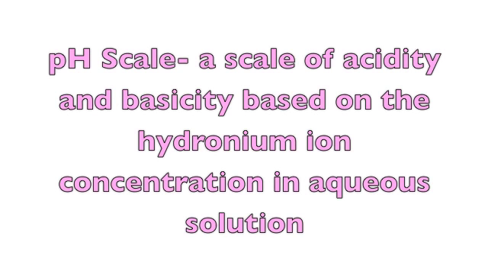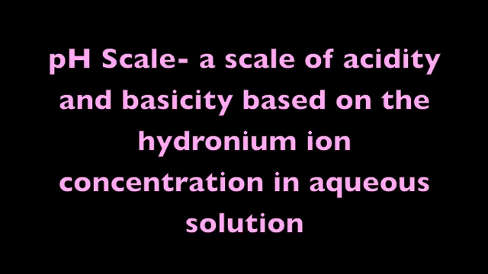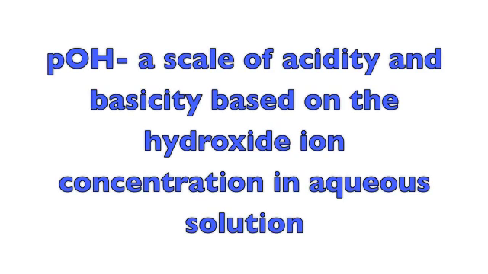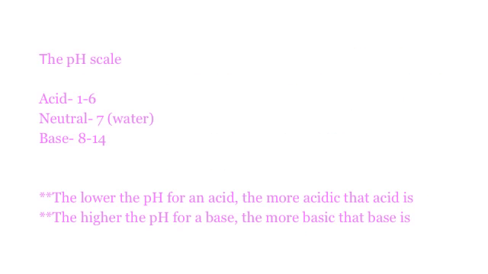The pH scale is a scale of acidity and basicity based on the hydronium ion concentration in aqueous solutions. It goes from a scale of 1 to 14. Whereas on the flip side, the pOH is a scale of acidity and basicity based on the hydroxide ion concentration in aqueous solution.